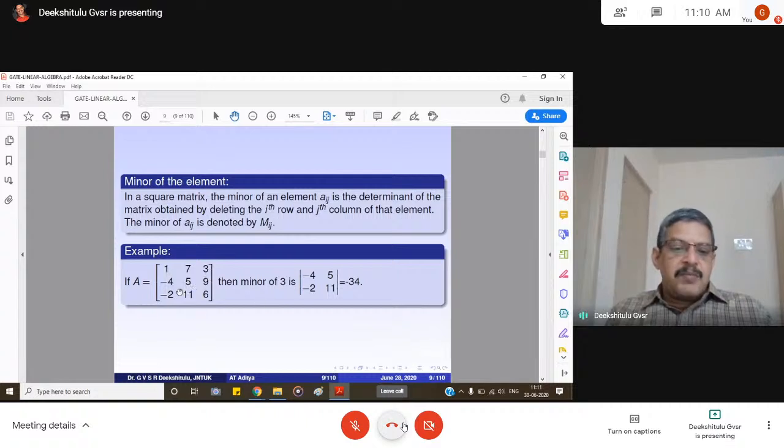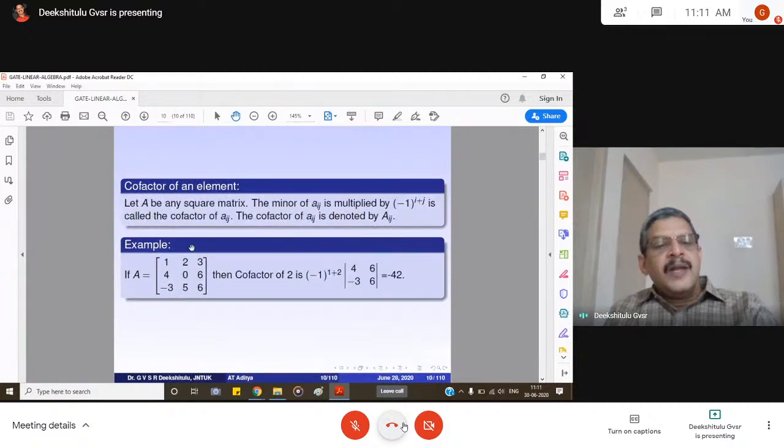Say for example, you want to find the minor of 11. Neglect the row and column, that means this row and this column. Remaining elements are 1, 3, minus 4, 9. Determinant of that is 9 plus 12. That's how we get the minor.